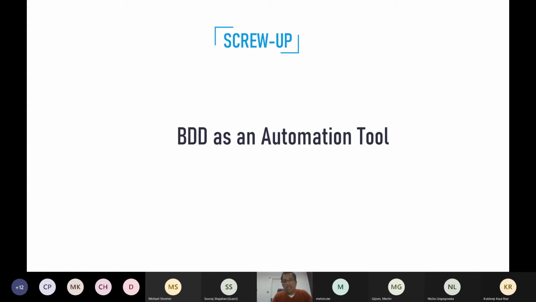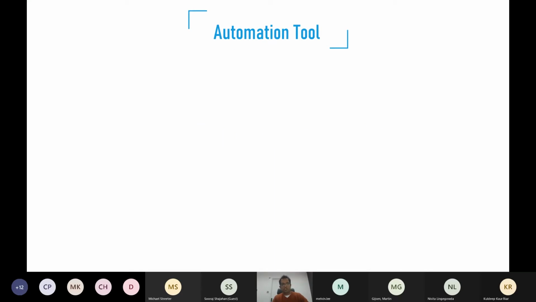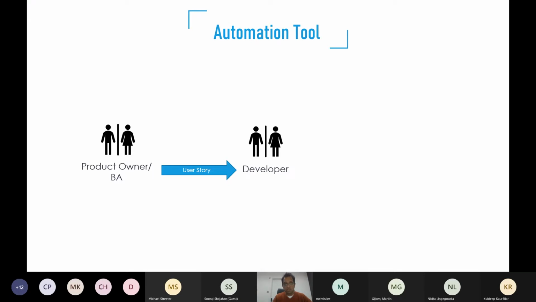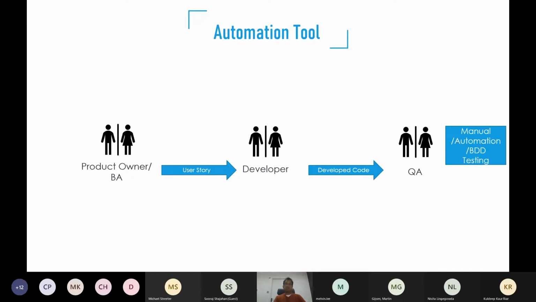Okay, using BDD as an automation tool. What are all the things that can go wrong? A typical agile process is the product owner or the BA gives the user story to the developer, who picks it up, develops the code, and gives it to the QA. The QA, worst case, does some manual testing. Best case, does some automation, maybe using BDD for automation. Then he reports the bug. What's the issue with this?